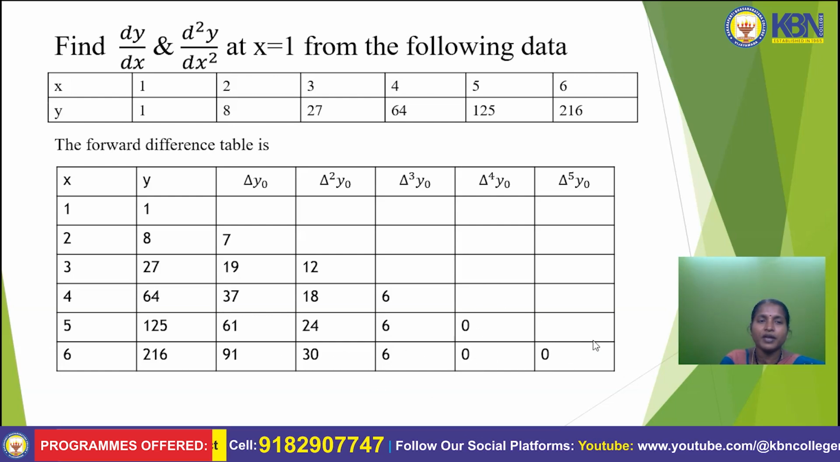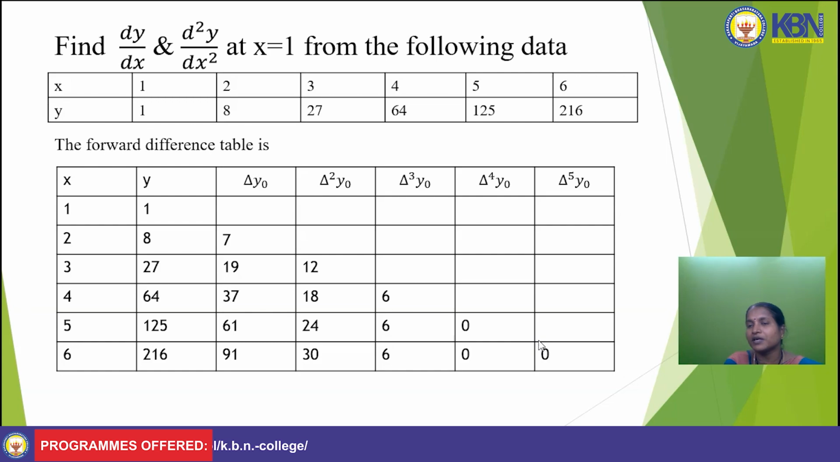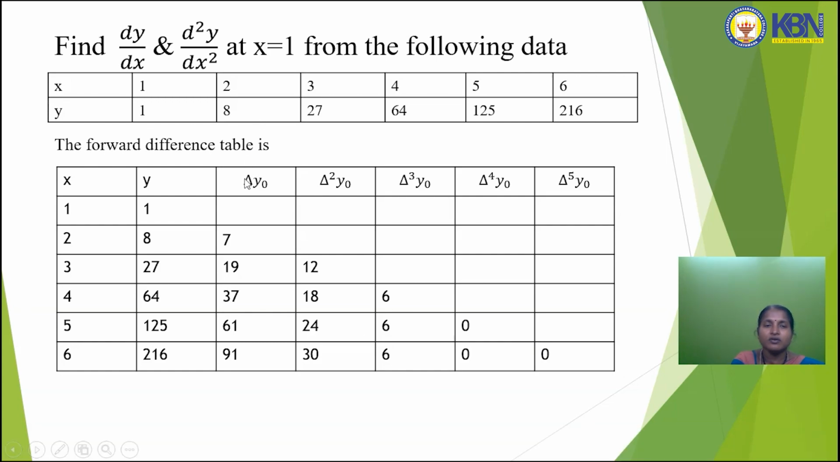So now you can make the forward difference table. In the forward difference table, we always consider the upward values. That is starting value y naught 1, first difference 7, second difference 12, third difference 6. Obviously fourth and fifth become zeros. Okay. So now we can apply the formulas. He is asking dy by dx and d square y by dx square. Already we have learned the formula.